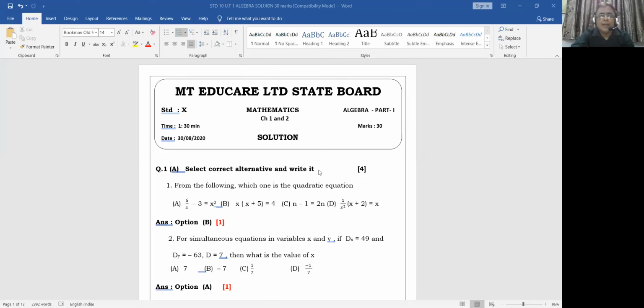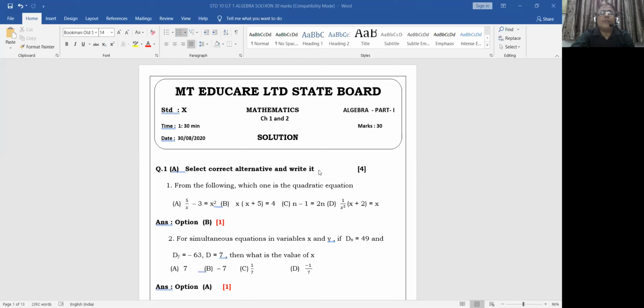Question number 1. Select the correct alternative and write it. It is like MCQ questions in board exam. We just have to write option A, B, C, D. No calculation, no working, nothing. Not to copy the questions also. The way I have written, you will write exactly the same way.